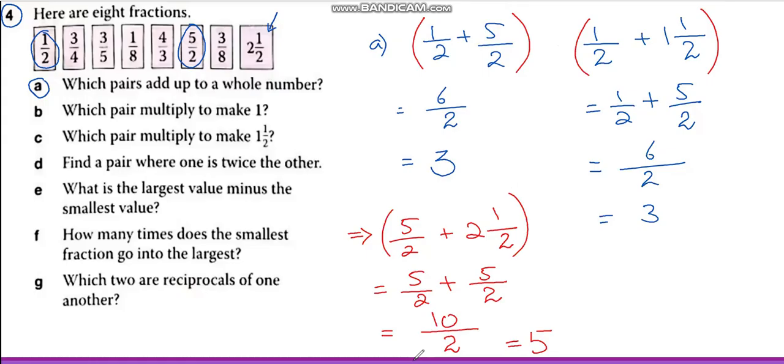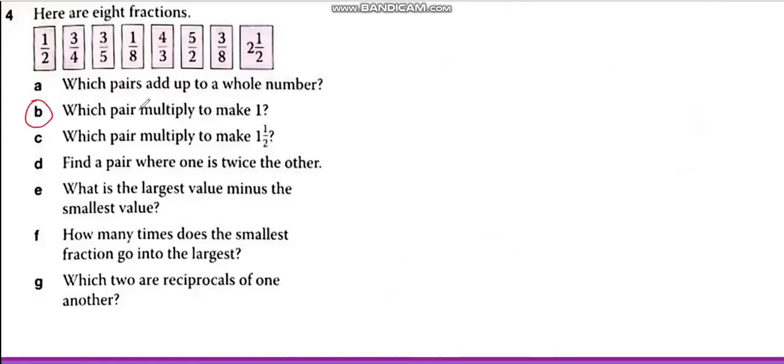Now we see its B part. In its B part, it says which pair multiplies to make 1. So please observe very carefully. For B, we need to multiply those fractions which are multiplicative inverses of each other. For example, 3/4 times 4/3 will give us 1 because these fractions are multiplicative inverses of each other. So this is the only pair that gives us 1. Now we'll see its C part.